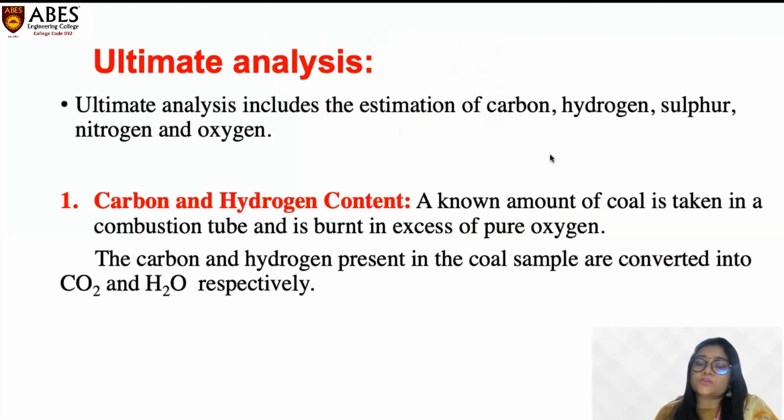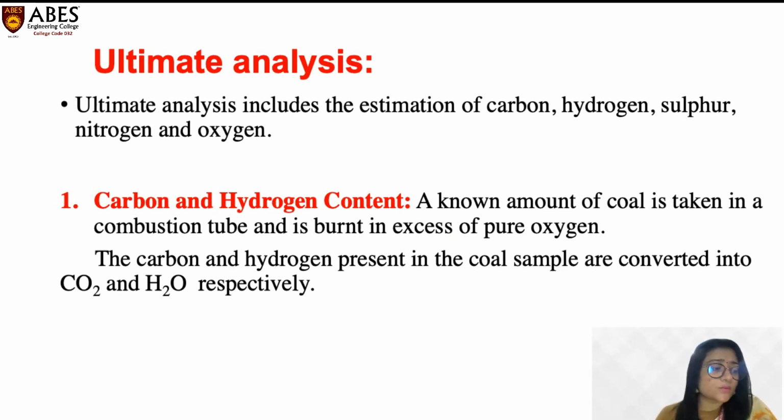Ultimate analysis can also be called the elemental analysis because it includes the estimation of carbon, hydrogen, sulfur, nitrogen, and oxygen. What is the significance of ultimate analysis? The amount of carbon and hydrogen present in the fuel contributes to the calorific value. The more carbon and hydrogen percentage present in a fuel, the more calorific value will be given by the fuel. While sulfur and nitrogen's presence in the fuel will depreciate its calorific value because it comprises volatile matter which does not contribute to the calorific value.